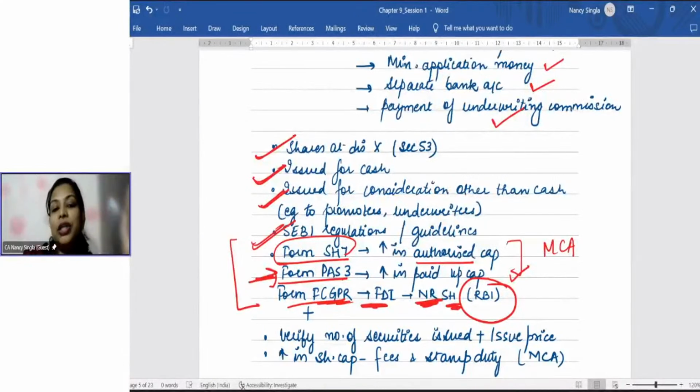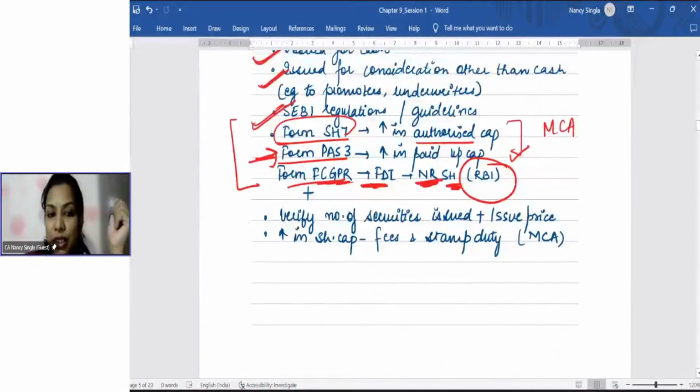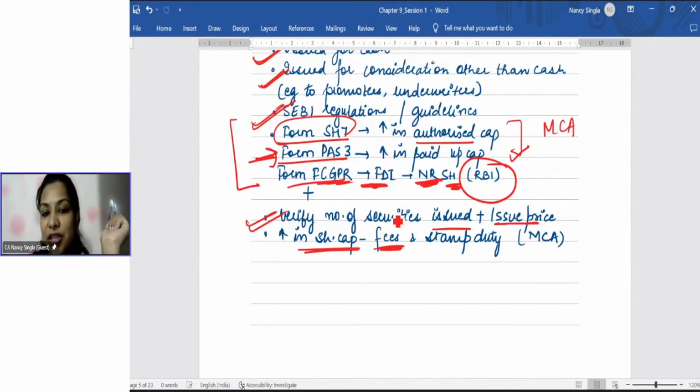Further, the auditor needs to verify the number of securities issued and the issue price at which they have been issued, and in case of increase in share capital, whether the fees and the stamp duty have been paid to the MCA. Okay. Now, many of you are saying, ma'am, how to write this?